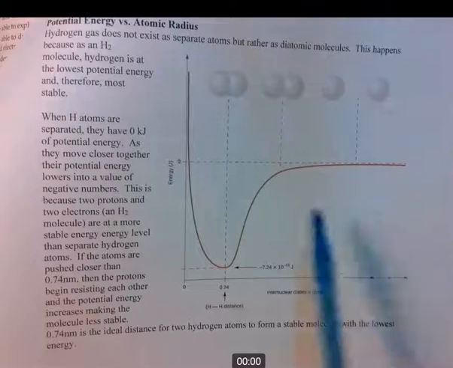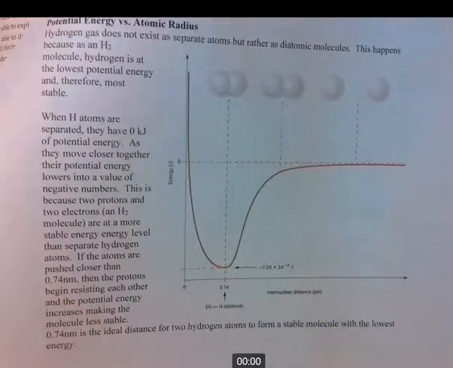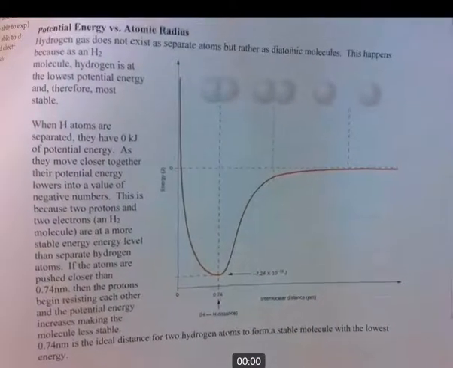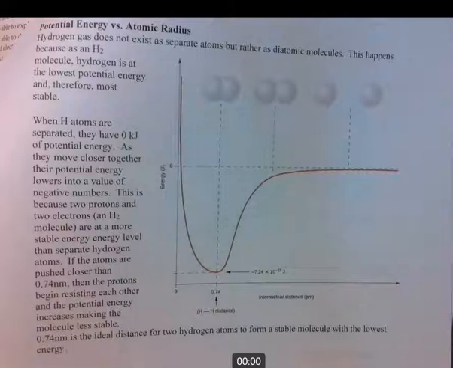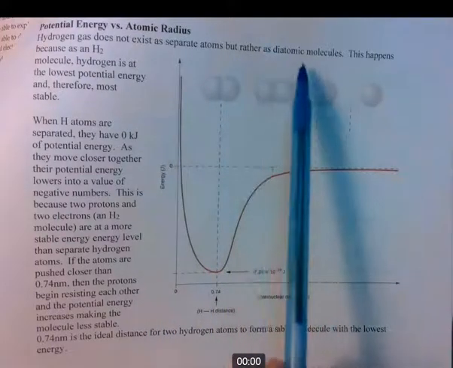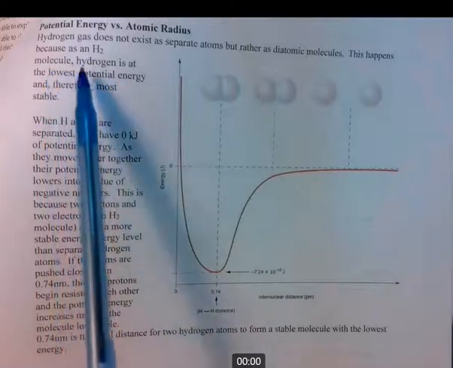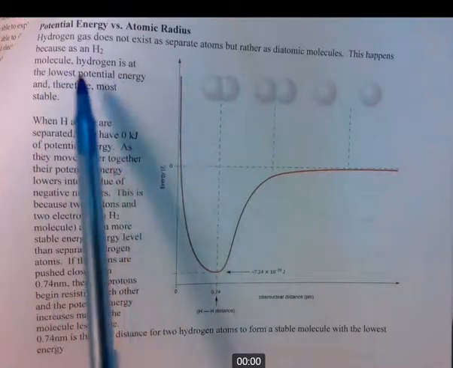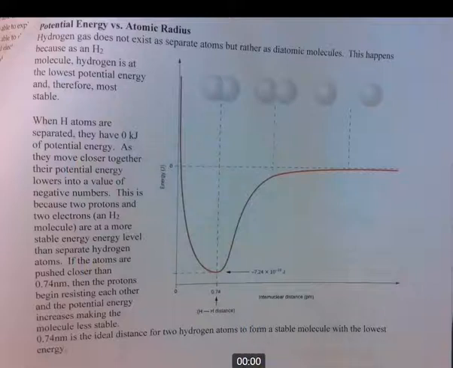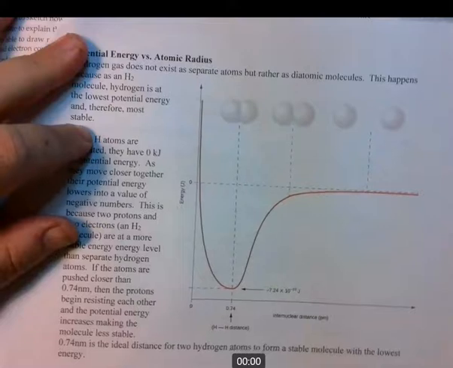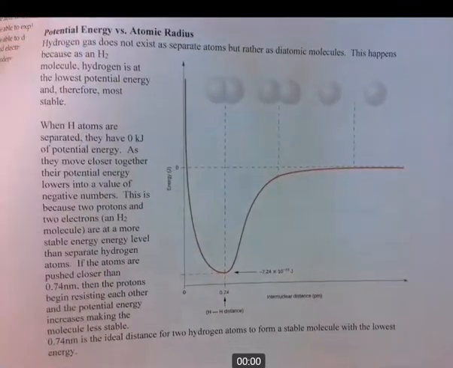So this is the type of diagram. In this case, it's for a hydrogen atom. They're talking about chlorine, but it doesn't matter, it's the same concept. Hydrogen gas does not exist as separate atoms, but rather as diatomic molecules. This happens because as an H2 molecule, hydrogen is at lowest potential energy and therefore most stable. So hydrogen wants to exist as an H2 molecule. You don't find just hydrogen atoms floating around in space. They always want to pair up and form a molecule, because they're more stable and at a lower potential energy in that state.